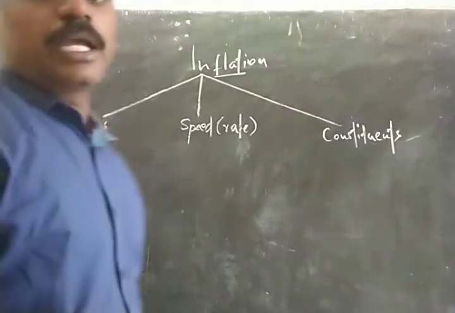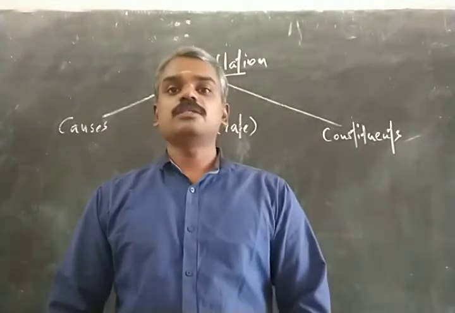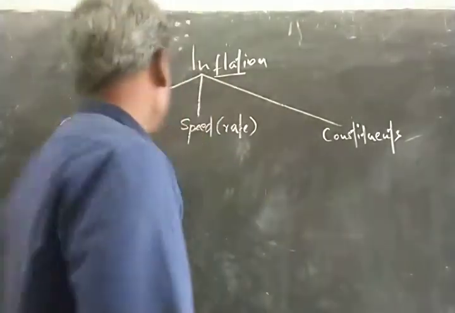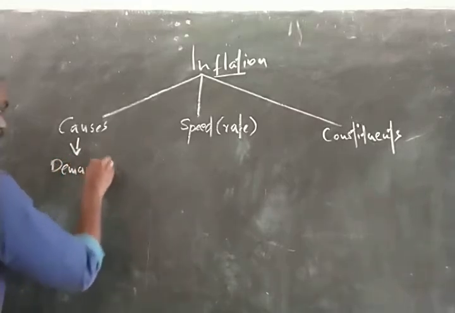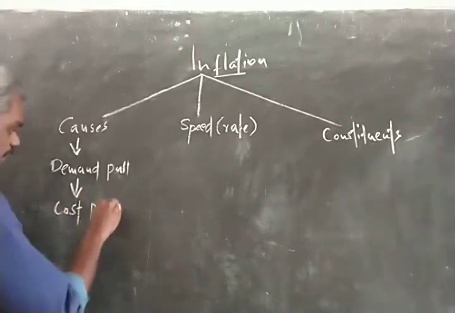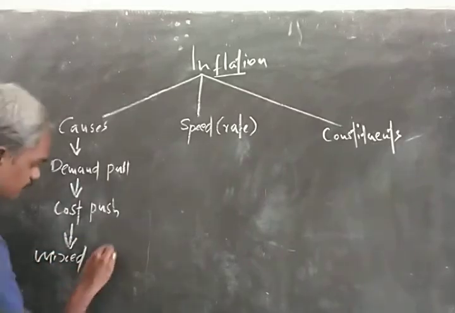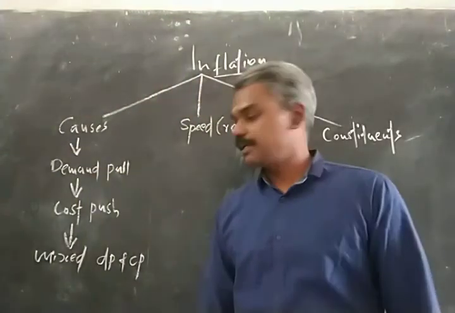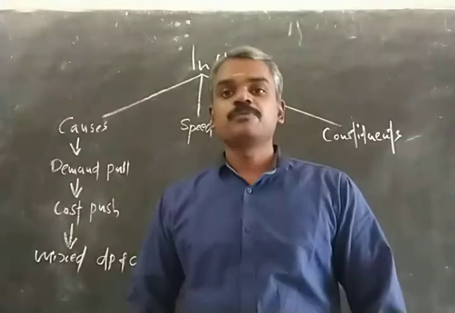Based on the causes, again we can differentiate inflation into three types. First one is demand pull inflation, second one is cost push inflation, and third one is mixed demand pull cost push inflation. So based on causes we have demand pull, then we have cost push, and thirdly we have mixed demand pull and cost push inflation. These are the three types of inflation which we differentiate on the basis of causes.